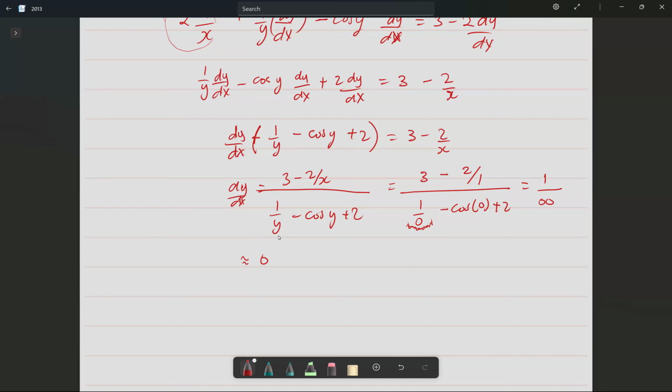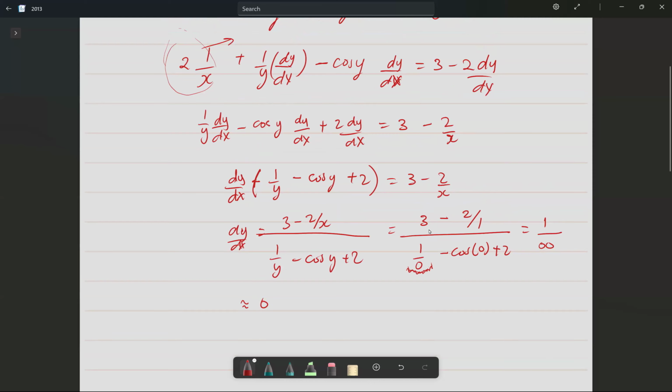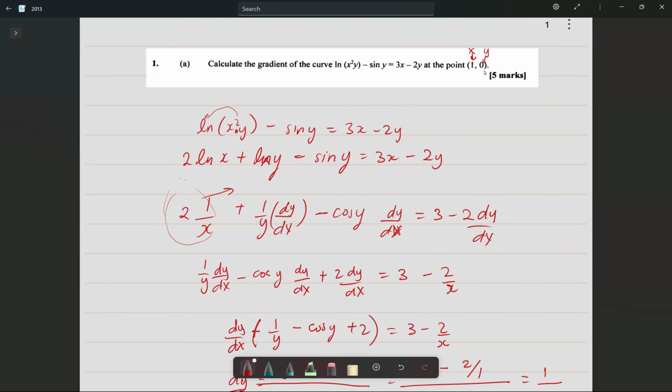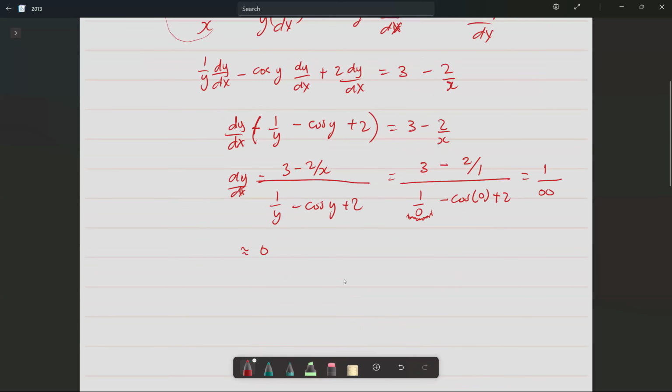Now it's important to notice that usually whenever I have something over 0, it should be like, oh, it's undefined. But the thing is, CAPE is kind of dumb. And the point that they give you, 1 comma 0, doesn't even lie on this curve. So this is just the fact that CAPE doesn't always fact check their questions, or at least not recently, up to 2023, which is the last paper I saw where they actually took care in their questions. So that's the first part, 0.